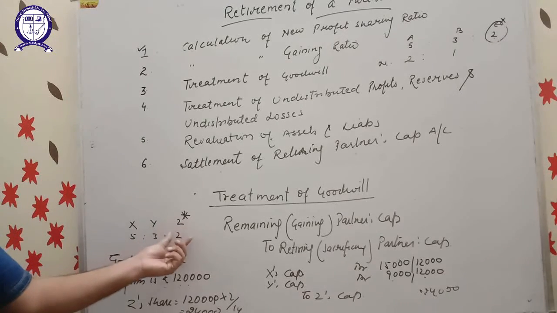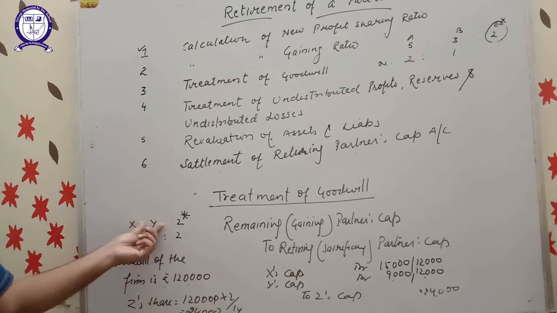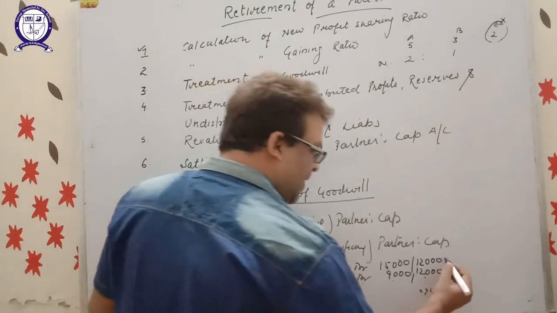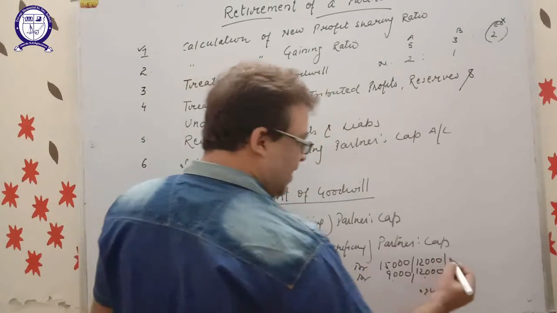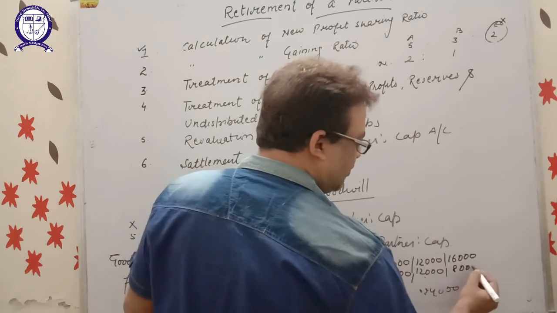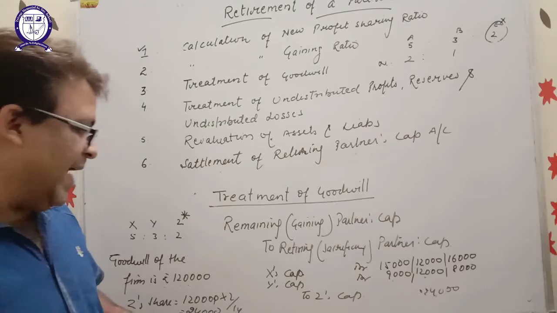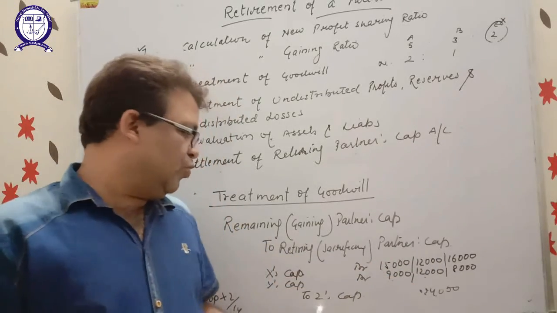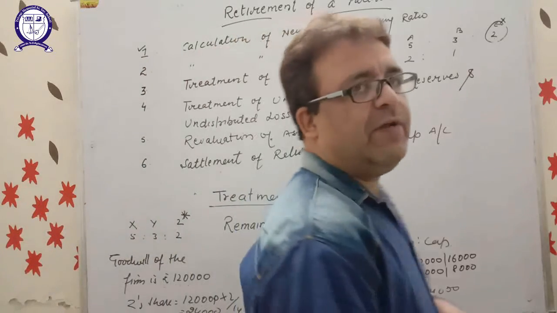Suppose Z's share is taken up by X and Y in the ratio of 2:1. So the 24,000 will be provided by X and Y, 16,000 and 8,000. The journal entry will be X debit 16,000, Y debit 8,000 to Z's capital 24,000.